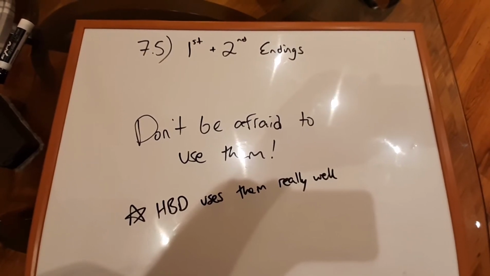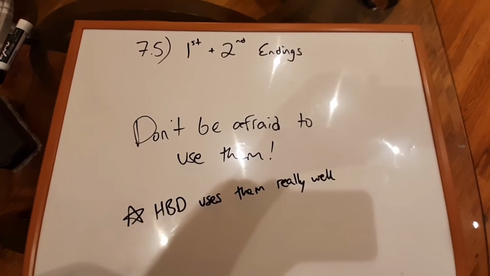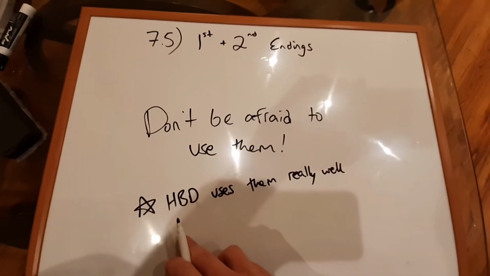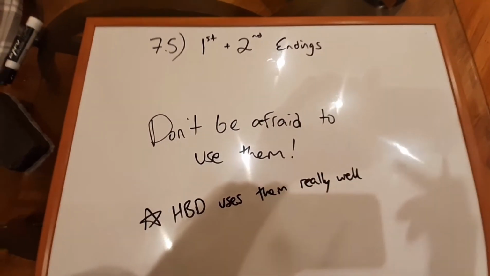It kind of takes up a lot of space if you just write it out completely. A great way to achieve that is to just use a second ending and to change the last measure. Don't be afraid to use them. And if you think back to HBD, it uses first and second endings really, really well.